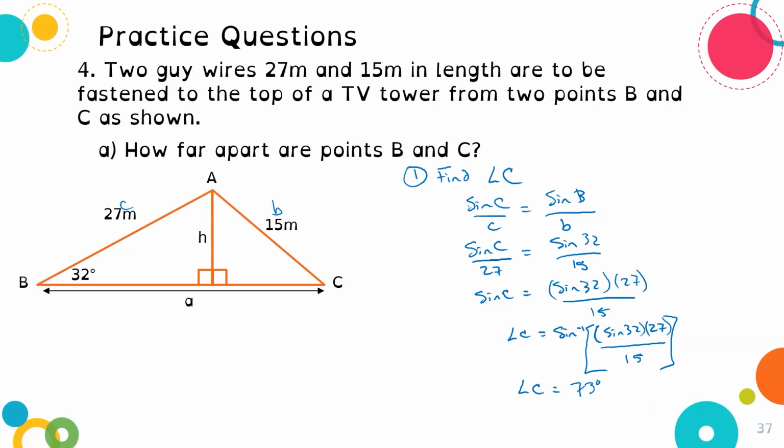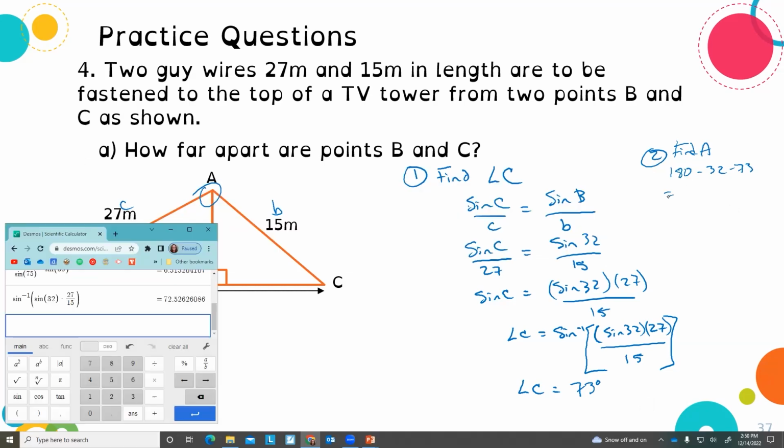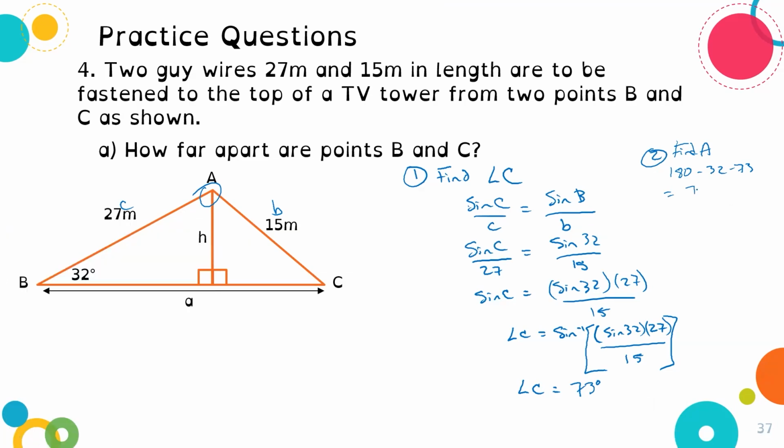Okay, so now for part 2, I'm going to figure out what angle A is equal to. So find angle A. That's 180, take away 32, take away 73. So that is equal to 75. It's not always going to equal 75. That's what's happened to us today. So angle A, this whole angle here, is 75.